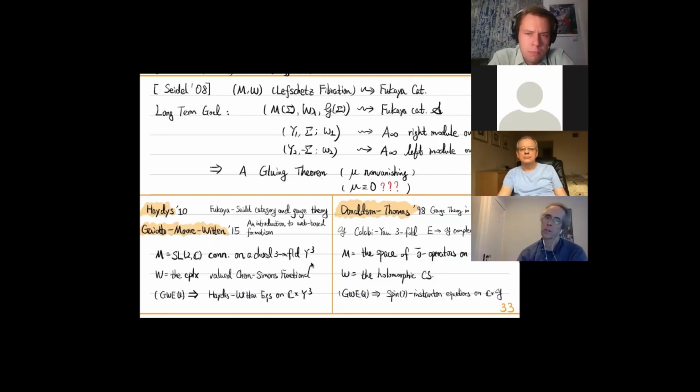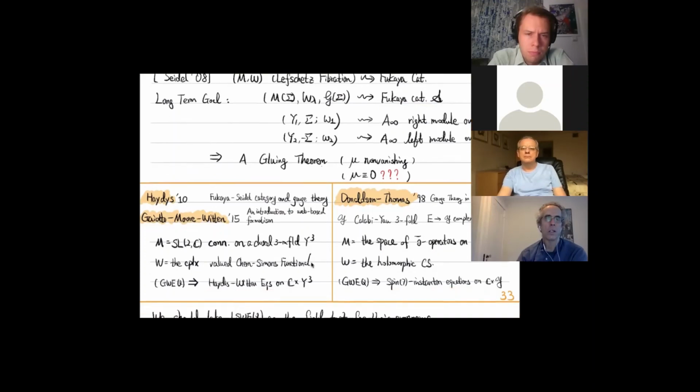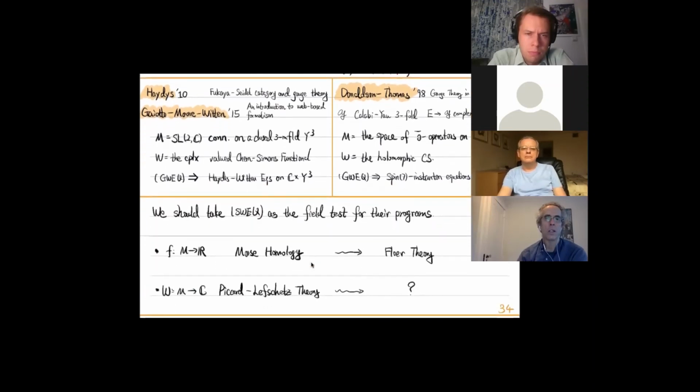And in their papers, they proposed various ways to construct the Fukaya category in this infinite-dimensional setup, but none of them actually work in practice because of the fundamental compactness issue of their equations. But the Seiberg-Witten equations usually have a pretty nice compactness property. So my proposal here is that we should take the Seiberg-Witten equations as the field test for their programs in higher dimensions.